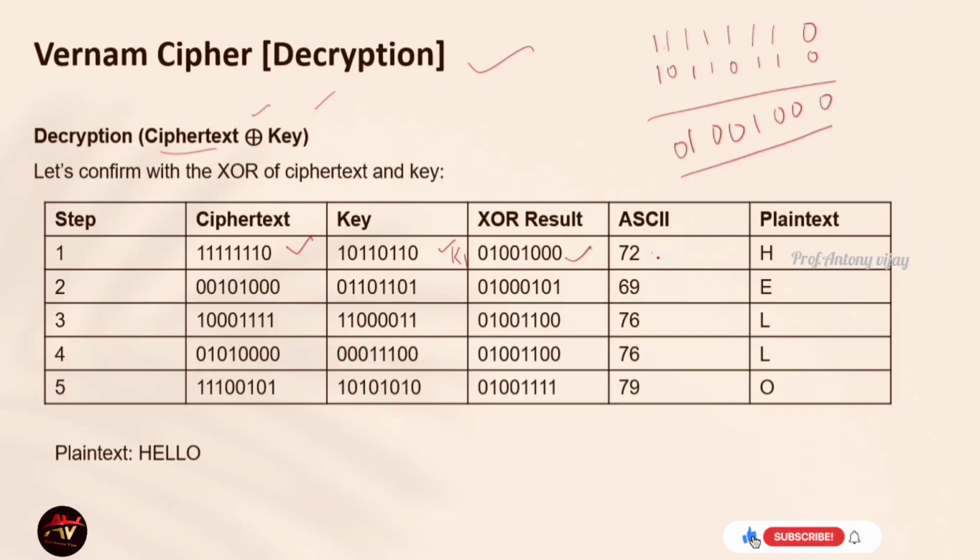So finally we got 72. 72 means H. So we get back the plain text H E L L O. Finally we got the plain text back. This is called the Vernam Cipher. Likewise we can change the random keys, and you will get different results.